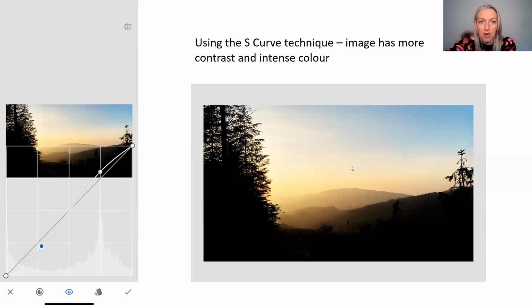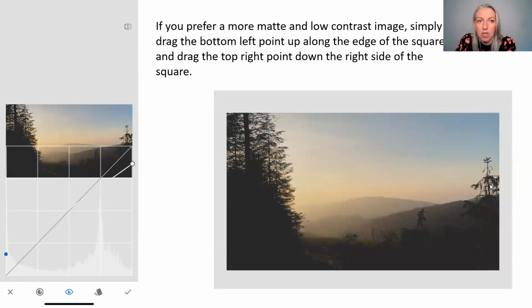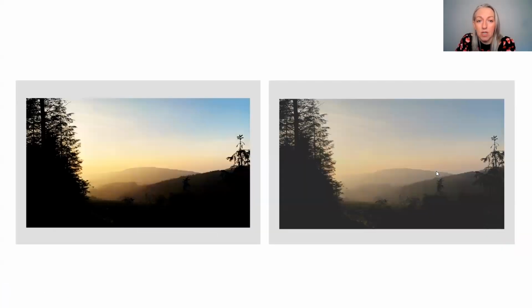Sorry, I have to move this webcam again. So that shows you the adjustment that using the S curve can make to your image. And then if you want to make it a more matte image, then you simply move the diagonal line for the shape. So you've moved this up, this down. It gives you a more matte finish. And you can see the difference between the two. So it's a personal choice. You can decide which one you prefer.